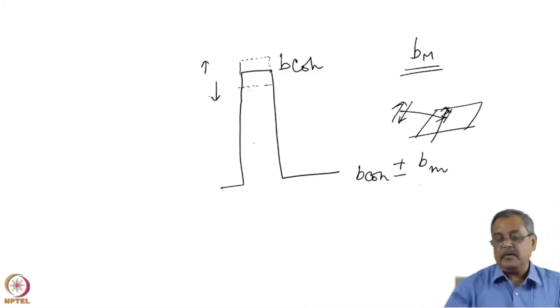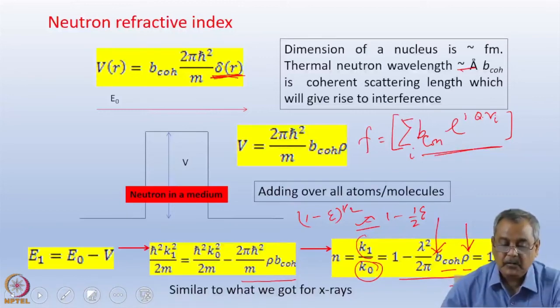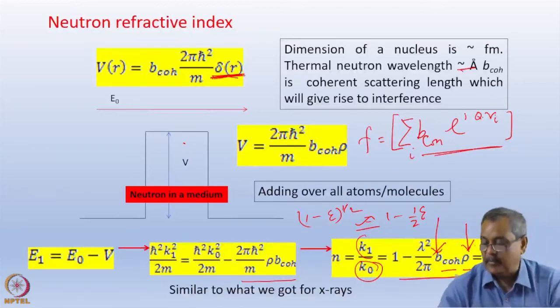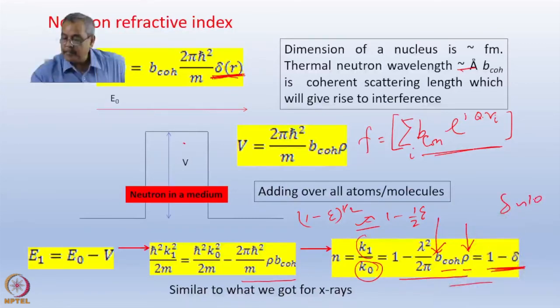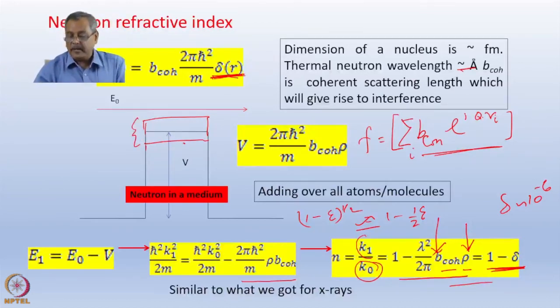Now let me talk in terms of a critical angle. Then it will become clear what it means. So first I talked about nuclear potential, there is a V which gives me a refractive index, which is n equal to 1 minus lambda square by 2 pi b coherent rho, which is 1 minus delta. As I told you, this delta is small, of the order of 10 to the power minus 6. Now I find that this potential height changes if I have a magnetic scattering length in the medium. Then when I reflect polarized neutrons, neutrons polarized parallel and anti-parallel will see slightly different potentials. This is very, very important for magnetic neutron reflectometry or polarized neutron reflectometry. I will come to it and I will use this result again and again.